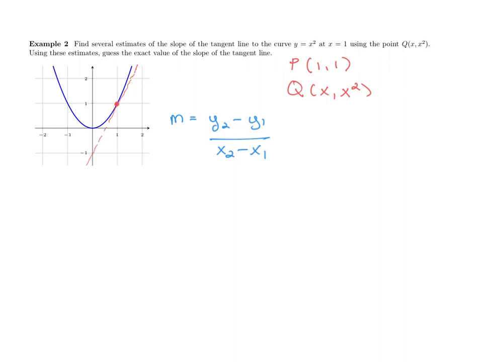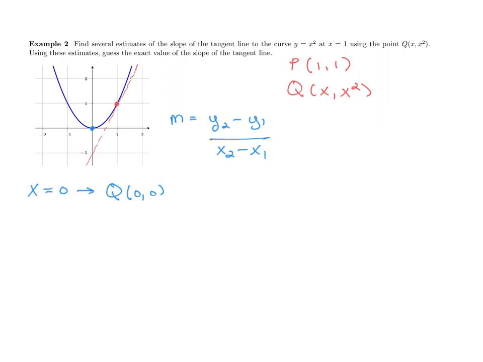So I think to start with, I'm going to let x equal 0. From here, I'm going to figure out what my point Q is equal to. I'm then going to take these 2 points, P and Q, and put them into this formula to get the slope. Okay, if x is 0, the y value is going to be 0 squared, which is also 0. So our point is (0, 0), like this.